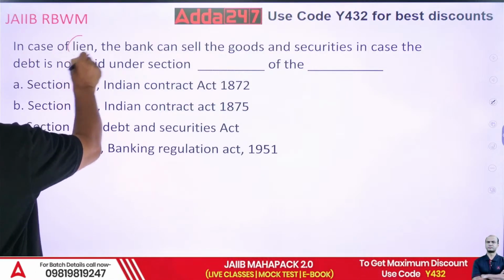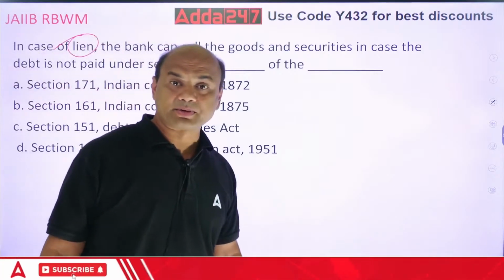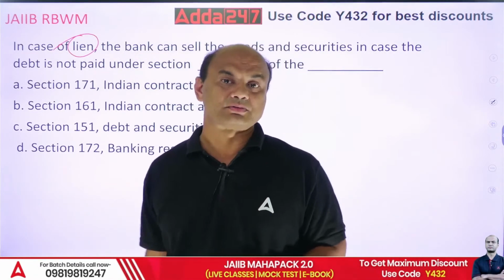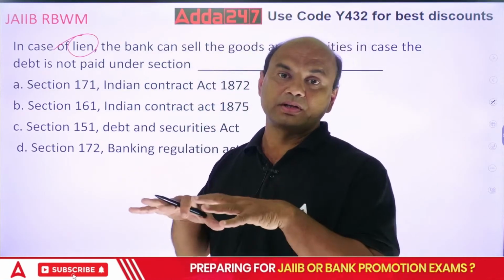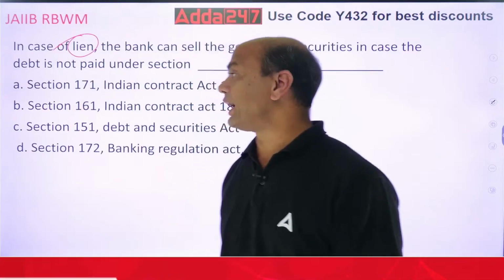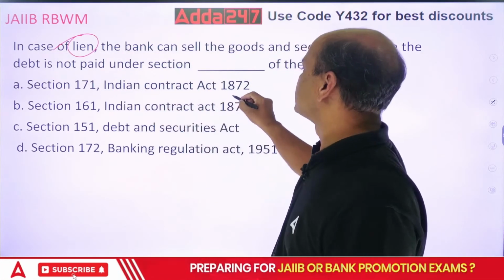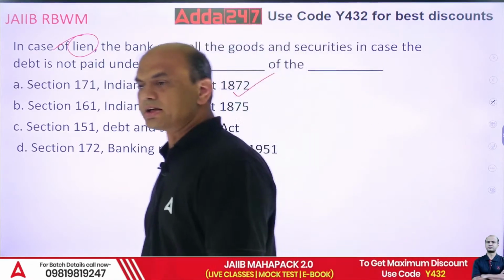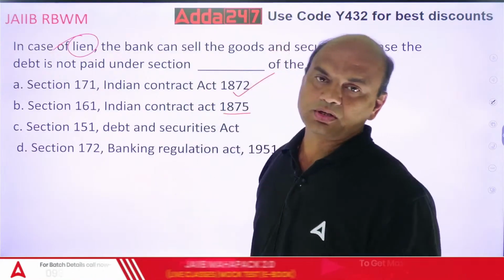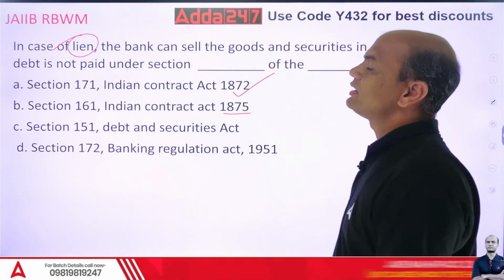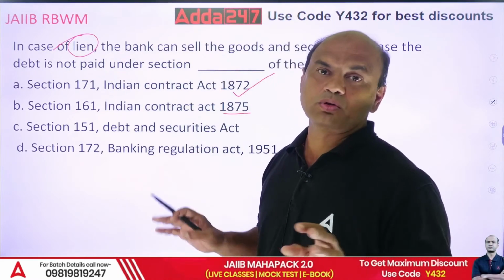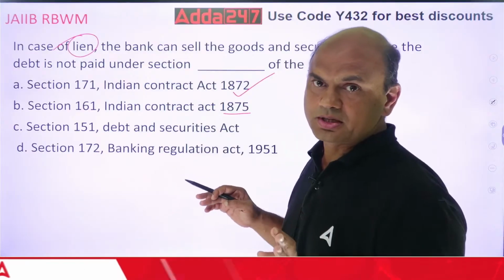Lien is what? There are 2-3 types of liens. One is banker's lien, separate. Banker's lien is always done to FD also. Banker's lien is basically the gross level lien. In banker's lien, you can sell the goods. Under which act? Section 171 of the Indian Contracts Act 1872. It is not 1875, it is 1872. Lien is basically, if I have given you some money, I have a right over the property up to the time that money is required.